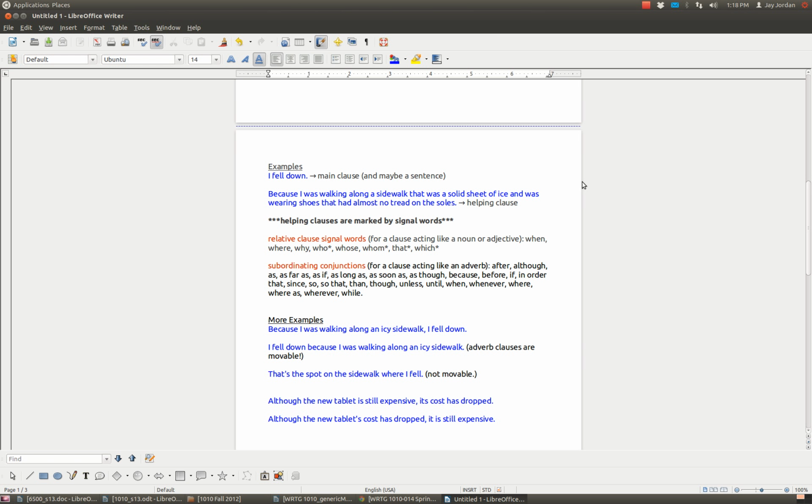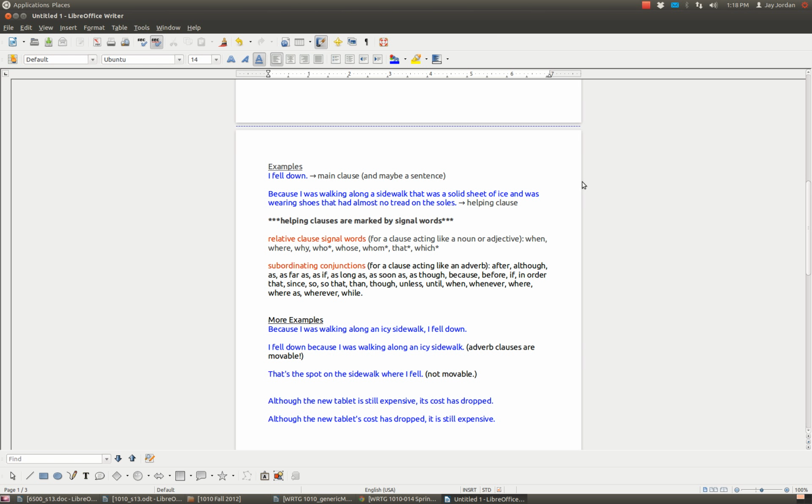Okay? So what do you notice here? You notice that the main clause is really short, but the helping clause is really long. That's perfectly okay. It's possible for the main clause to be really long and the helping clause to be really short, but it is entirely grammatically appropriate to have the main clause be even one word. You could say "stop" or "quit" or "move." That would be a main clause. Or "I fell" instead of "I fell down." That can be a main clause as well.